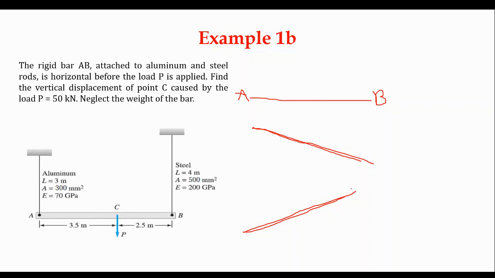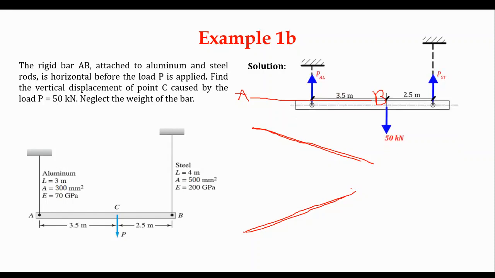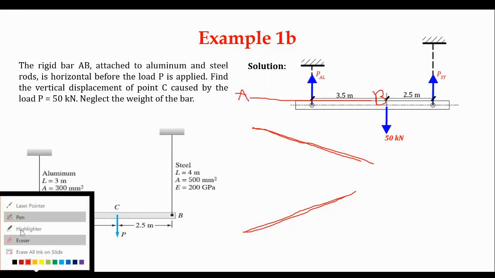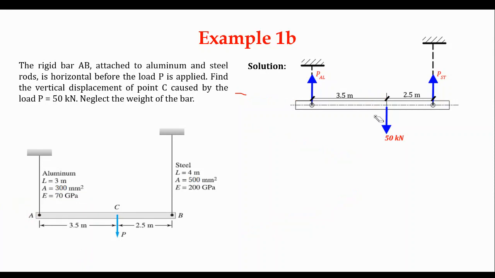So how do we know which one to choose? Well, we don't know. Trial and error is what will happen. But that's further. First things first, what is the first step? We have to draw the free body diagram. So in the free body diagram, we cut the rods so we can see the forces.